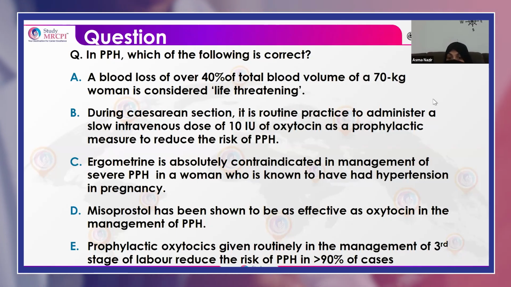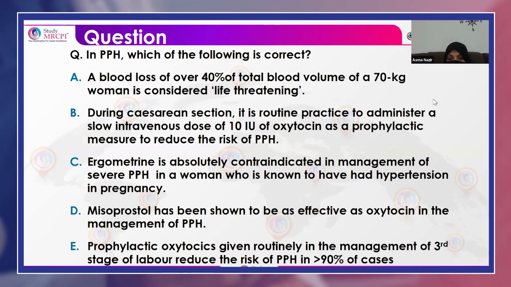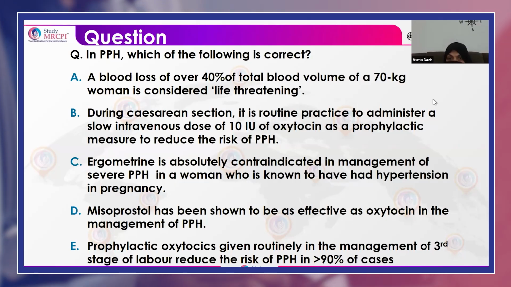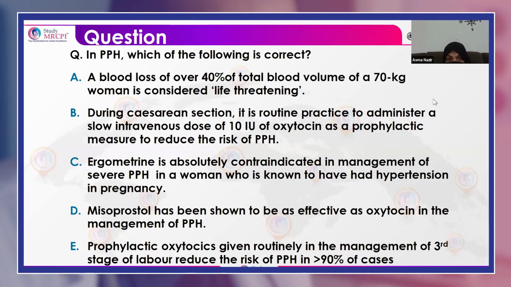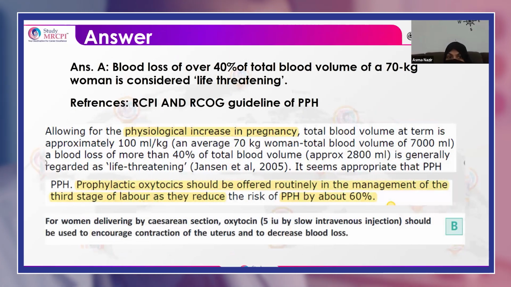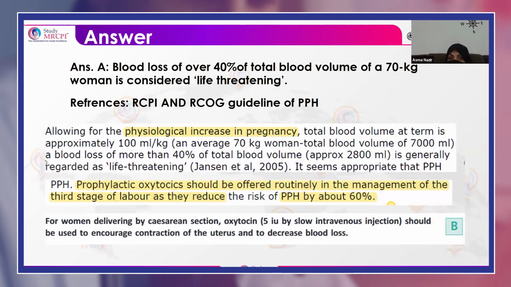Option E: prophylactic oxytocin given routinely in the management of the third stage of labor reduces the risk of postpartum hemorrhage in more than 90% of cases. So these are the options. Let's move on to the answer. Option A is the right answer: blood loss of over 40% of the total blood volume of a 70 kg woman is considered life-threatening.